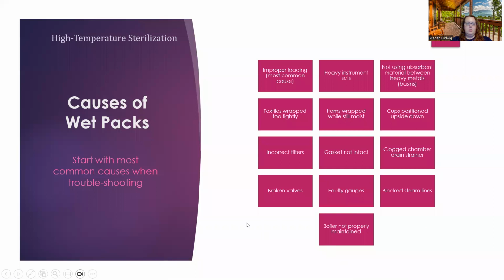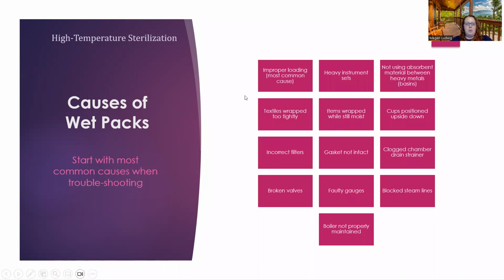So basically, when you're looking for causes of wet packs that came out of that steam sterilizer, things are wet, the load failed. What are you going to do? Okay, you're going to troubleshoot, but when you troubleshoot, always start with the most common causes, the most basic things. It probably had to do something with loading, the one we just talked about. Maybe a basin fell over, maybe you had things packed too tight. Check those things. Okay, have someone check your work if you're not sure, because you're going to have to redo it. And if you keep redoing it the same way wrong, it's going to keep failing.